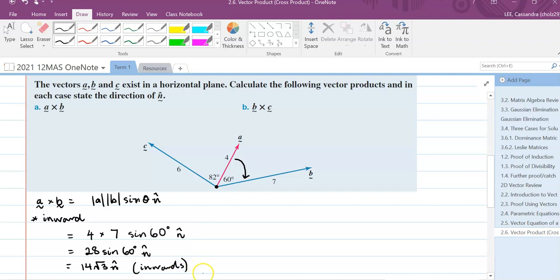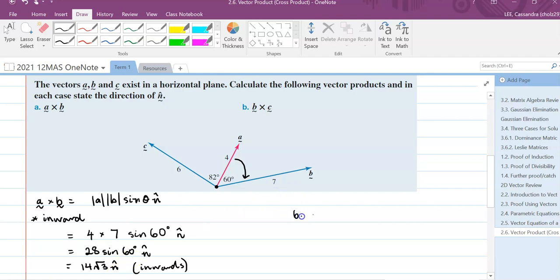Alright, so that is all that we need to do because we've calculated our vector product. It's this value multiplied by the normal vector and it is going inwards in this case. Note how we don't actually need to calculate what n is because that's not what the question has asked us to do. So let's have a look at B now.